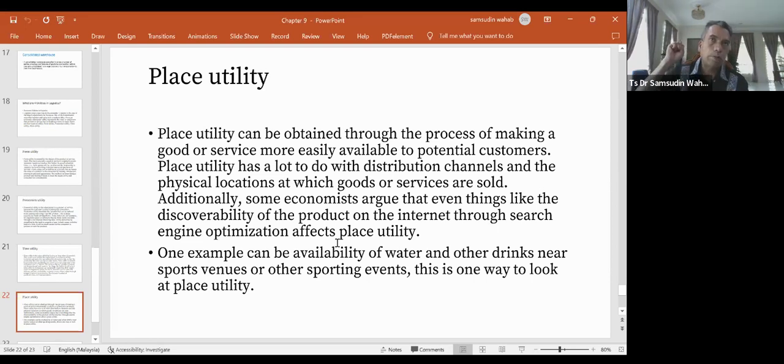That means di mana barang itu diperlukan dan barang itu berada, ada di mana diperlukan. One example can be availability of water and other drinks near sport venues. Kalau orang yang bersukan dan di berhampiran padang sukan itu terdapat gerai-gerai minuman, ini bermakna di tempat yang sama, terdapat diperlukan di tempat tertentu.